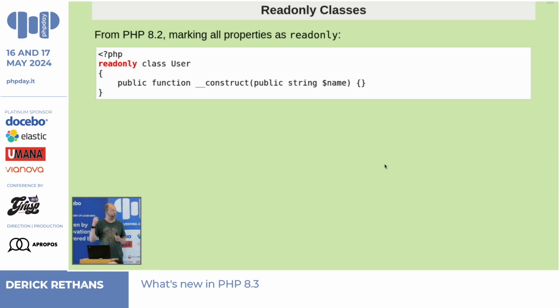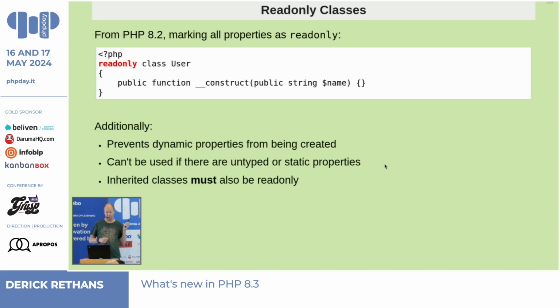And then in 8.2, we got the actual read-only keyword on classes, which basically marks all your properties as read-only properties. But it also does a few other things. For example, it prevents dynamic properties from being created. A dynamic property is if you do in a method, this->property name I have never used before equals value, then PHP will create that as a new property in your class, so in your object, I should say. That's called a dynamic property. If your whole class is marked as read-only, you can't do that, and you'll get an error message.